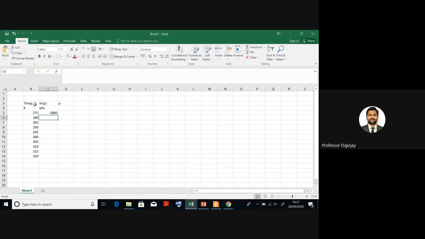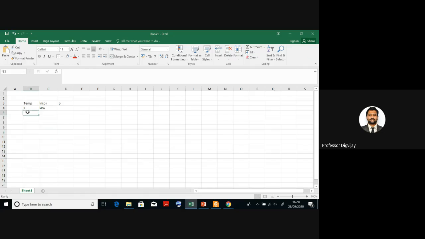I have taken the temperature value starting from 2 degrees Celsius, that is 275 Kelvin. So here I have to put that formula. In Excel there is a feature where you can put the formula. Various mathematical functions are already inbuilt in Microsoft Excel. And there is no need to even type all these values. So I'll show you simply what we can do in this case. So here I'll erase all these things.